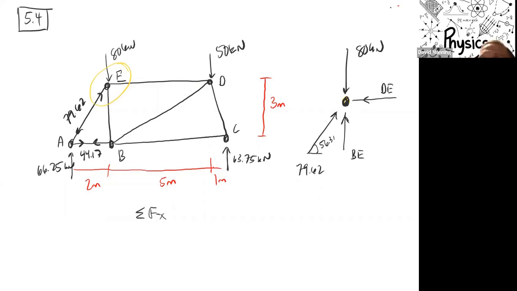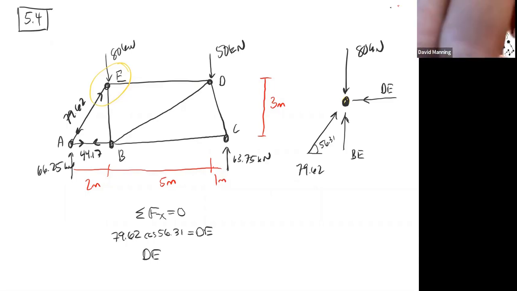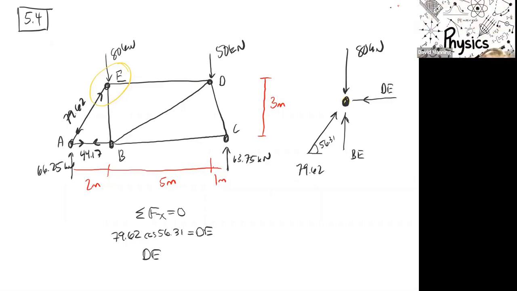Sum of the forces in the X equals 0. We can do the X first this time. 79.62 cosine of 56.31 equals DE. DE equals 44.17. Notice it's the same as down below. DE and that are the same because that AE is interacting with both those forces, and that's compression. See, these two things are the same because the only X acting on both of them at their joints are the 79.62. Just a fun little physics thing for you.